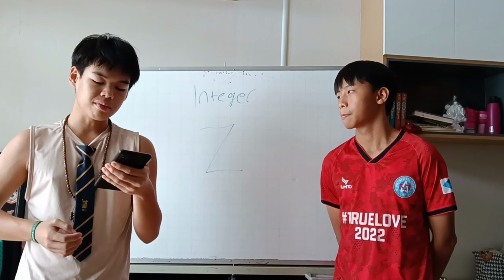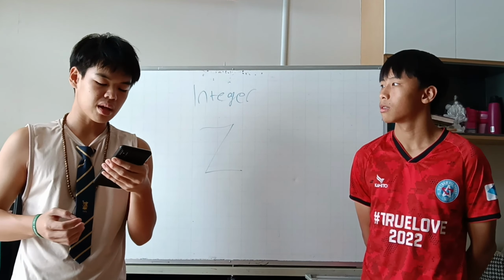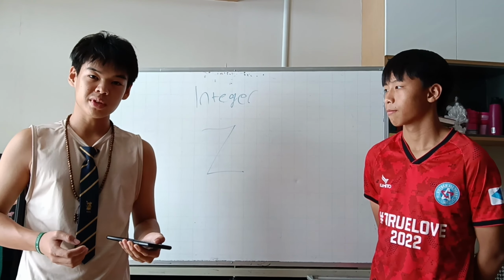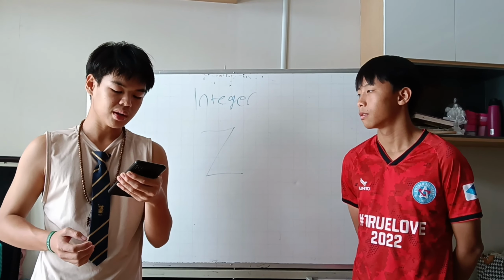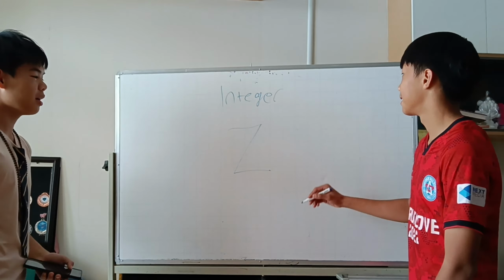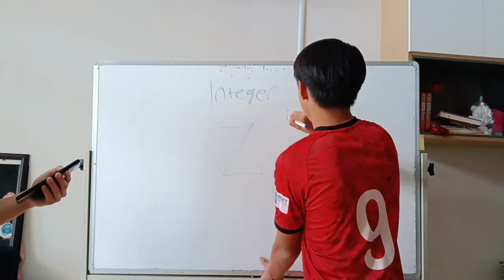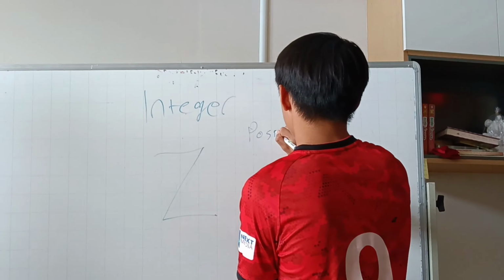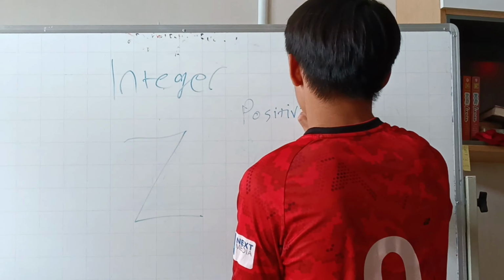Then there are negative numbers, which are the numbers that are less than 0. Some examples of that are negative 1, negative 2, and negative 3. Then, Kepa, can you please write some of the examples that I just explained?